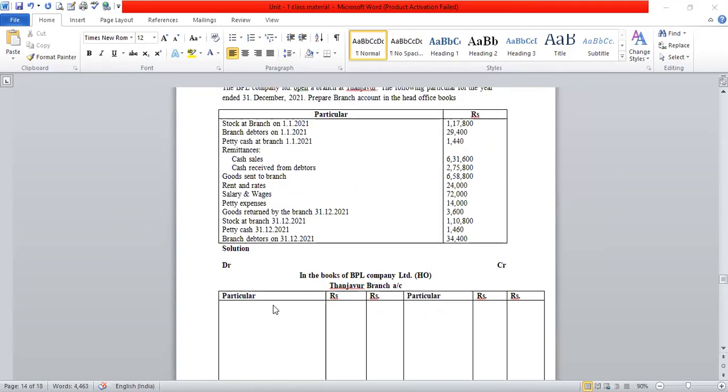Okay, so the debit side. We know very well how to prepare the trading and profit and loss account, so the same kind we are going to note down here also. That is, on the debit side, the opening balances of 3 items, first we have to bring them here. Okay. Ma'am, yes.